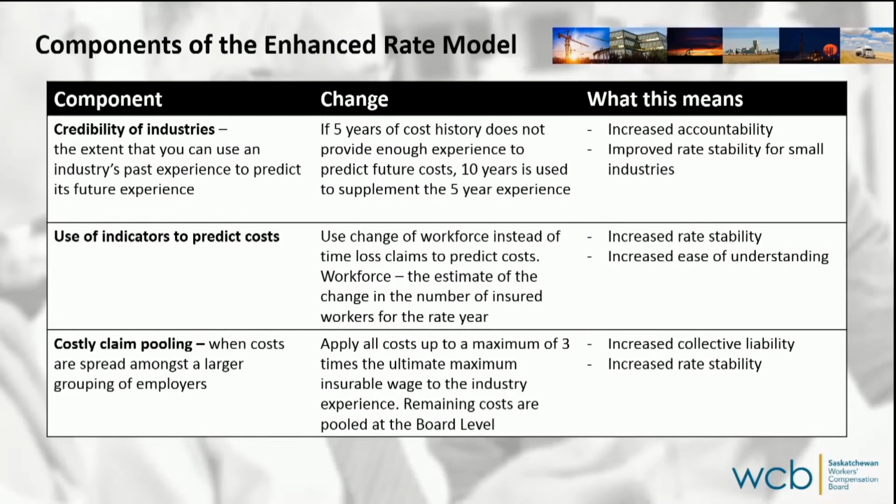So let's go through a high-level overview of the 6 components. The first one is credibility of industries. Credibility is the extent to which you can use the past to predict future experience. Under the current classification structure, there are a number of smaller industry rate codes with lower credibility, making it more difficult to predict future claims experience.